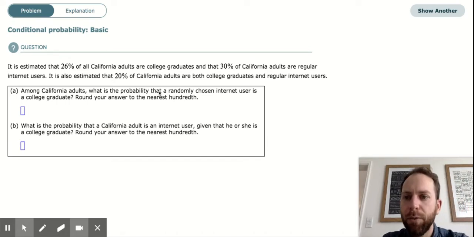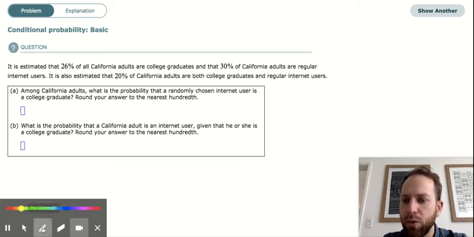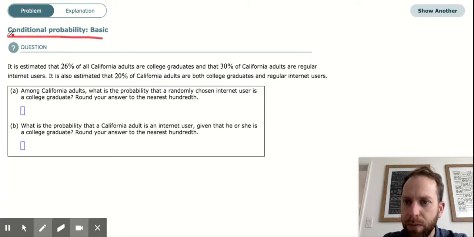Hello, I'm going to be showing you how to solve problems for the ALEKS topic, conditional probability basic. All right, so first let's read it together.